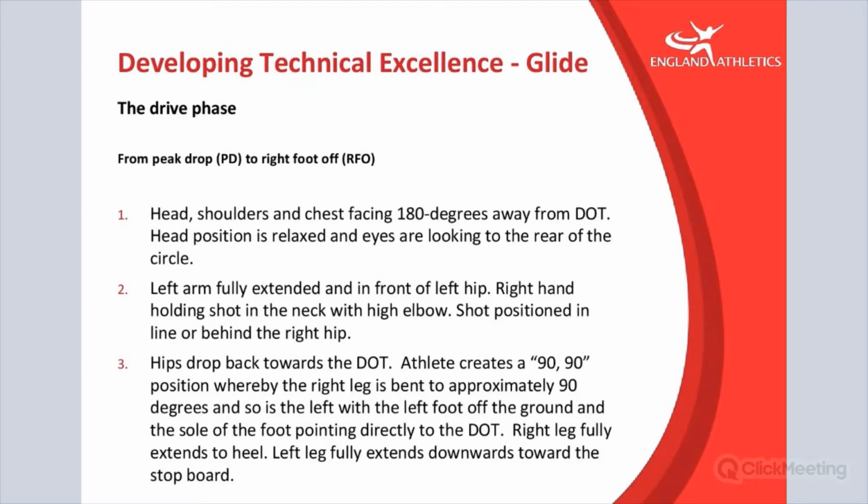Now, when we look at the drive phase, the most important part is what happens to the lower body from the hips and below. Hips drop back towards the direction of throw. The athlete creates a 90-90, and I'll come on to that in a minute. It's basically where the right leg is bent approximately 90 degrees, and so is the left. And I'll give some good reasons why. The sole of the foot is pointing directly towards the direction of throw. Right leg fully extends, and left leg fully extends downwards to the stop board. So let me just show you the videos on this one.